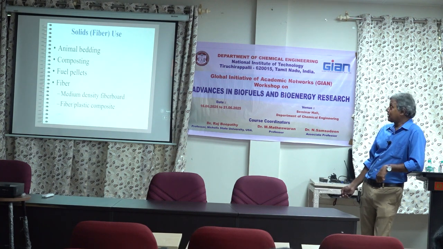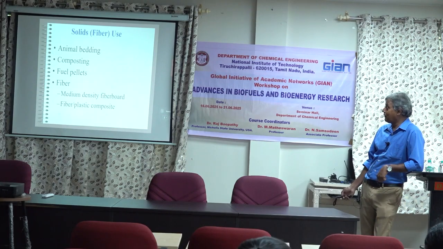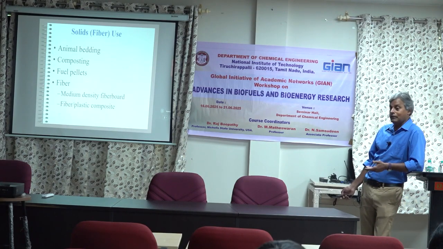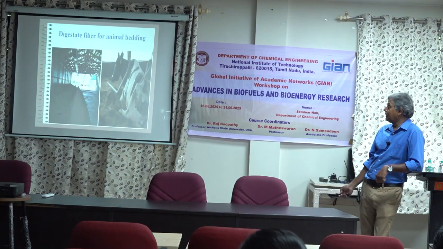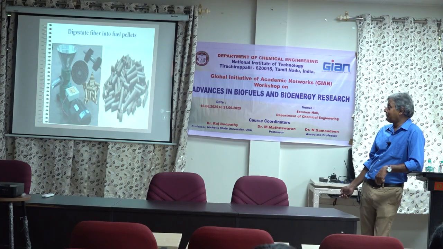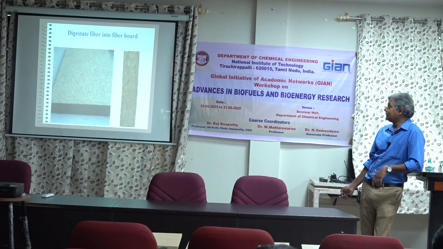The solids also can be used as animal bedding. If you have a lot of animal-producing farms, you can compost them. You can make fuel pellets. You can make fiber and make fiberboard, or combine it with plastic to make a composite. So that's an example of digestate for animal bedding. This is your fuel pellets. You can make pellets out of it, and then you make a fiberboard out of that. So a lot of products come out of that, right?